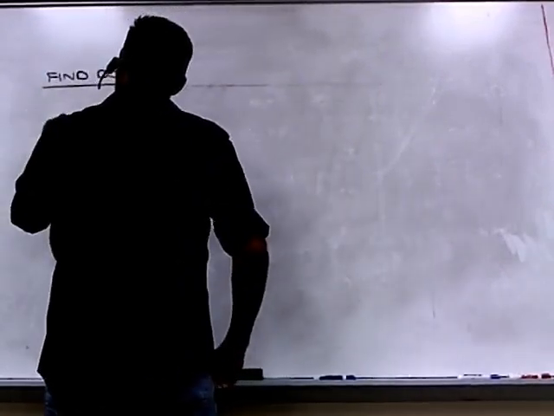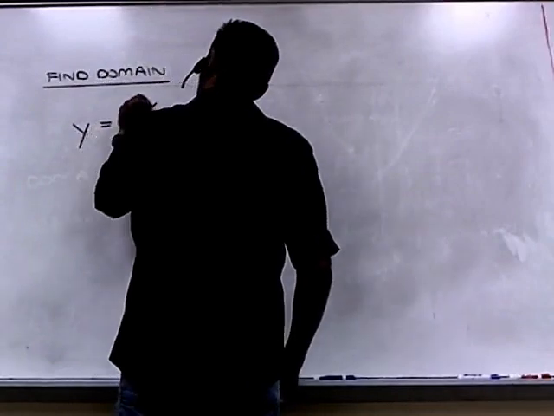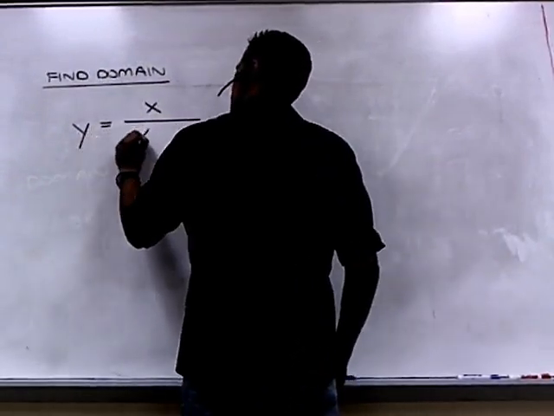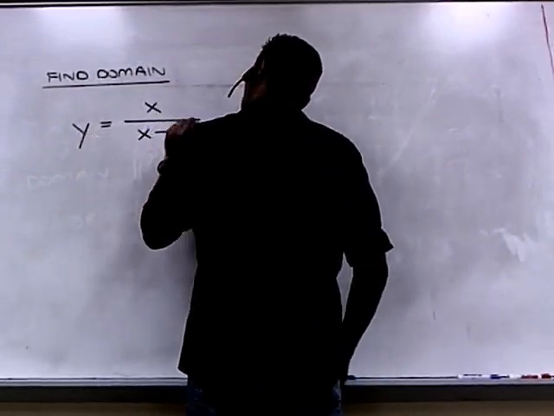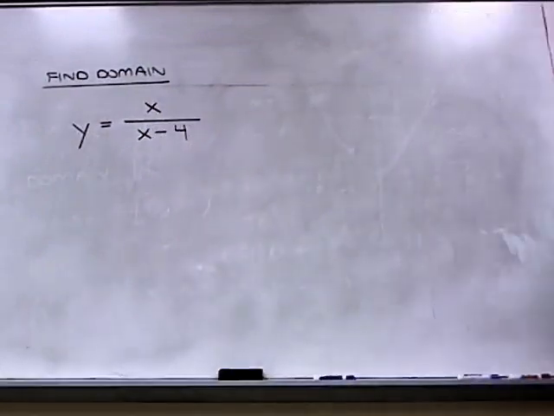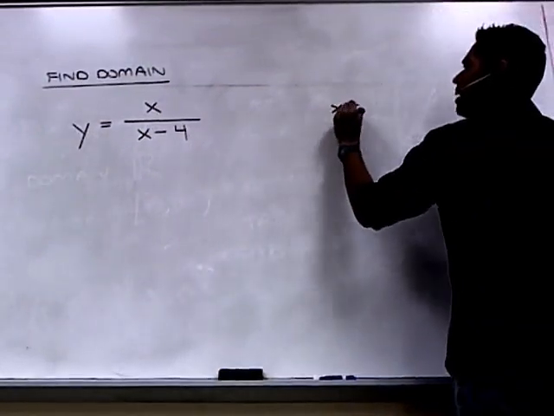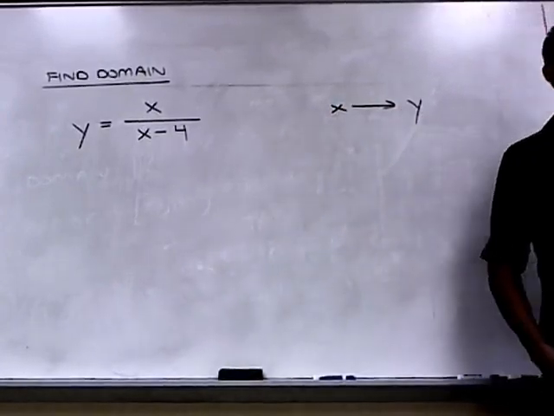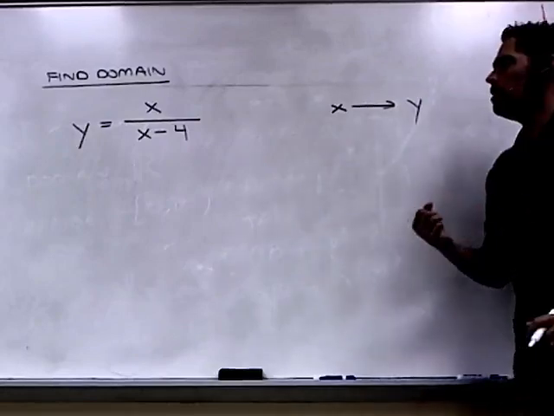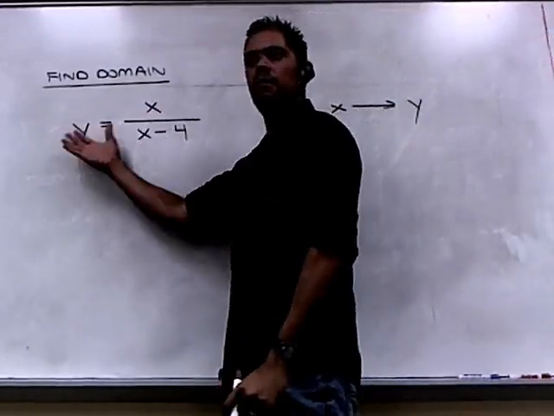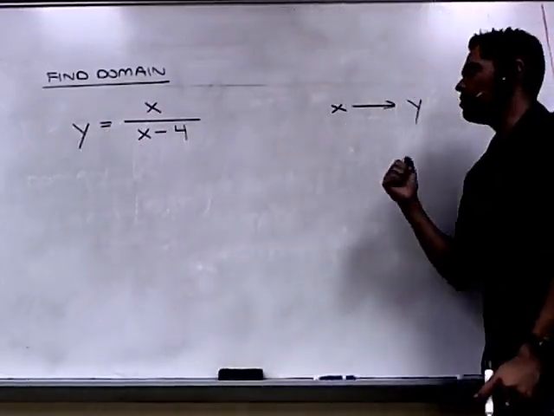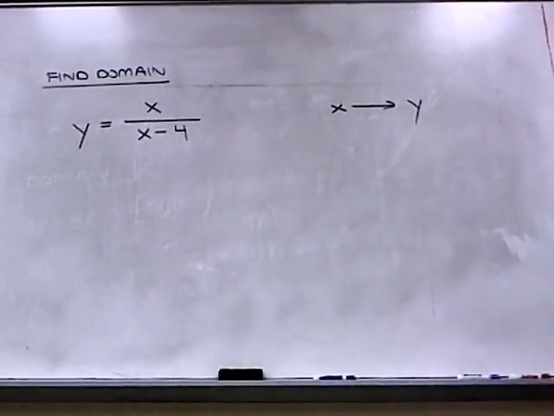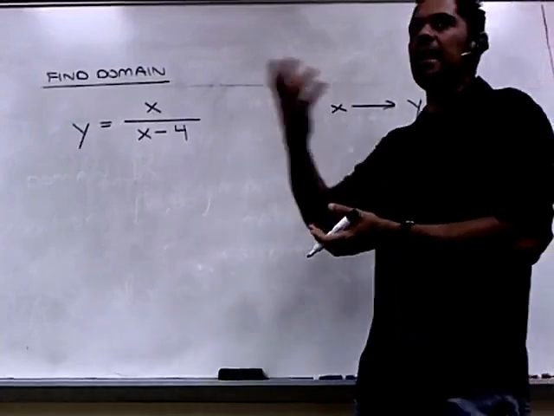Find the domain of y equals x over x minus 4. So let me ask you right now, if I give you an x, can you tell me a y value? If I hand you an x, a number, can you put it in here and then tell me what y is? Yes? Okay, so it appears to be a function. The question is, can I hand you everything? Or are there some things I can't hand to you?